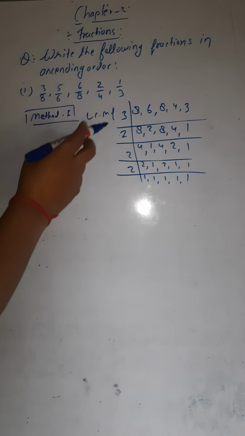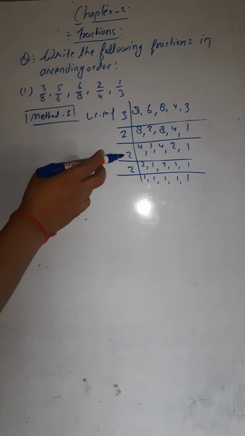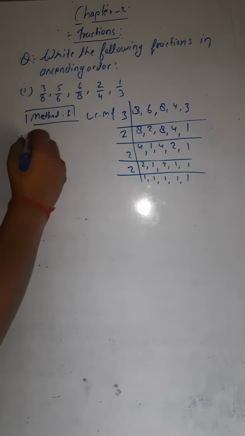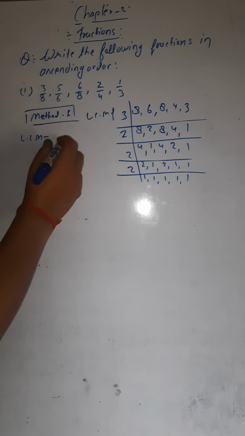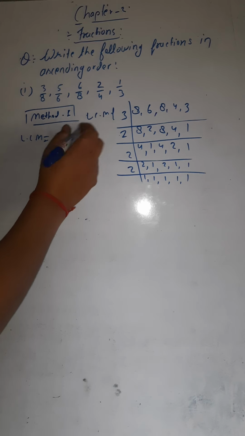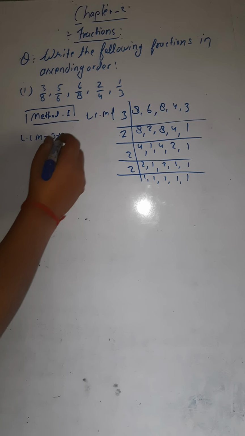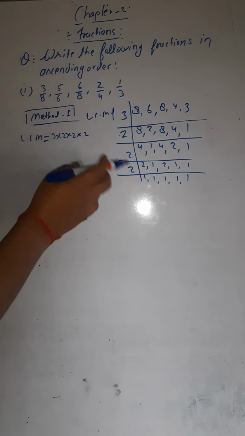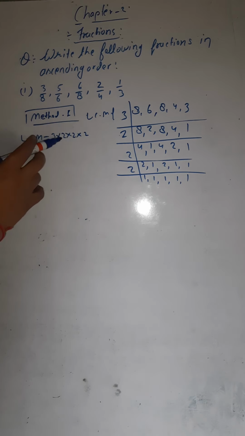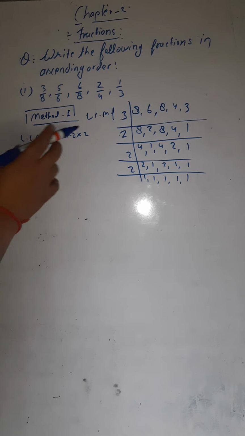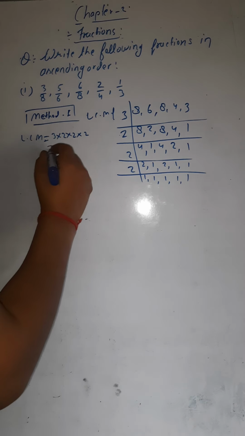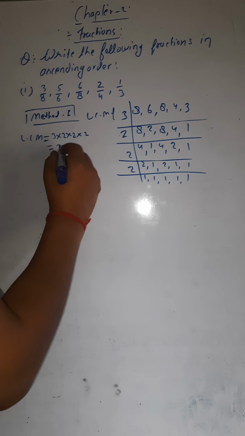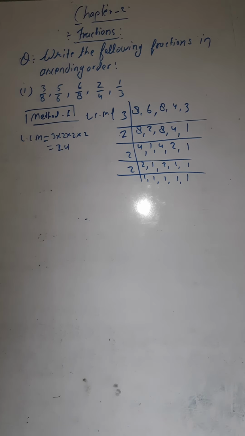So how much would the LCM be? 3 multiply 2 multiply 2 multiply 2. LCM equals 3 times 2 times 2 times 2. Just multiply: 3 times 2 is 6, 6 times 2 is 12, and 12 times 2 is 24. So 24 will be the LCM of all the denominators.